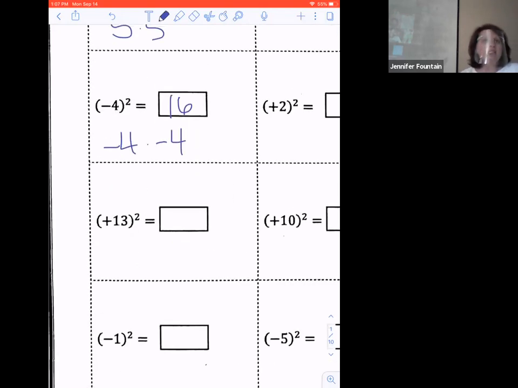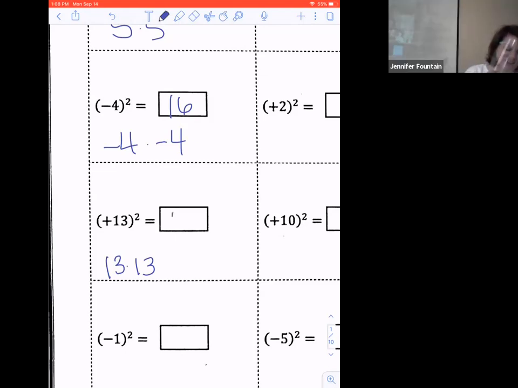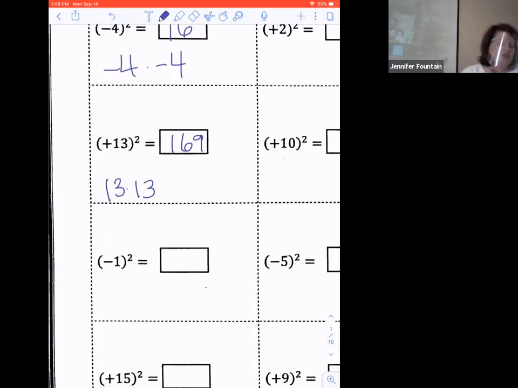All right, 13 squared. I know I'm going to multiply 13 times 13. And has anybody memorized their 13s? No, it's not 13 times 2. Remember, it's 13 times 13. So think about it. 12 times 12 is, does anybody remember 12 times 12? 144. We know we're going to be dealing with a number bigger than 144. Do you know what it is, Hunter? 169. Is that what you got, Olivia? 169.